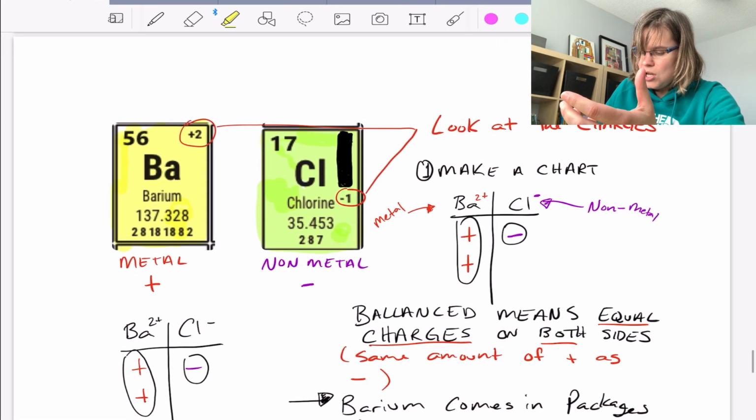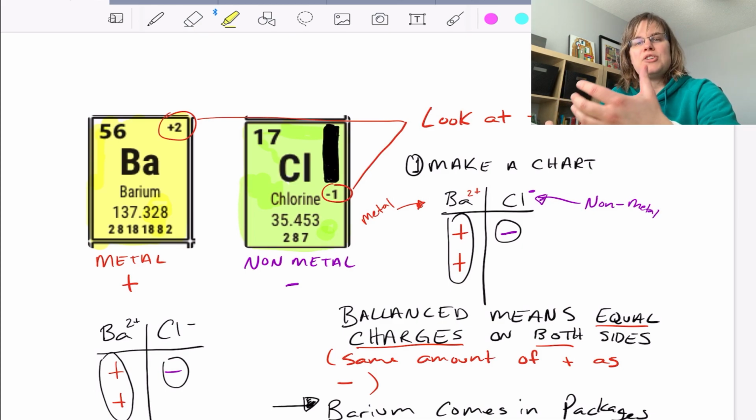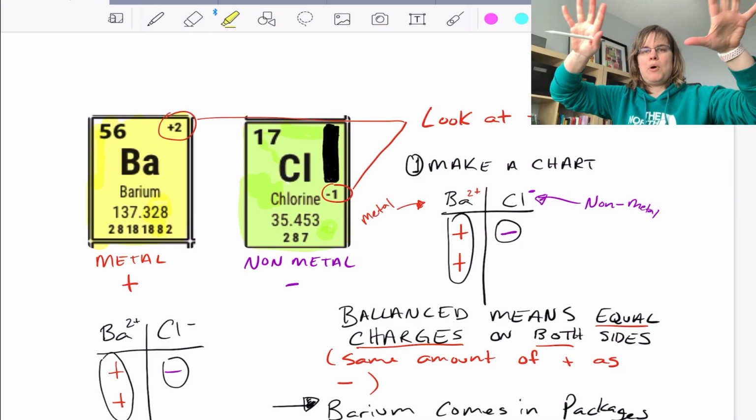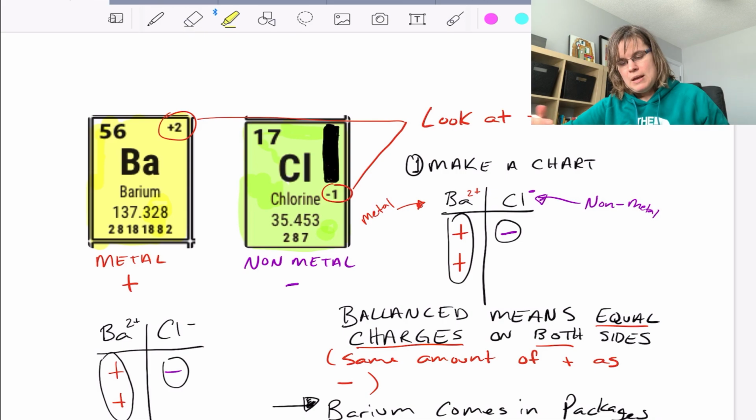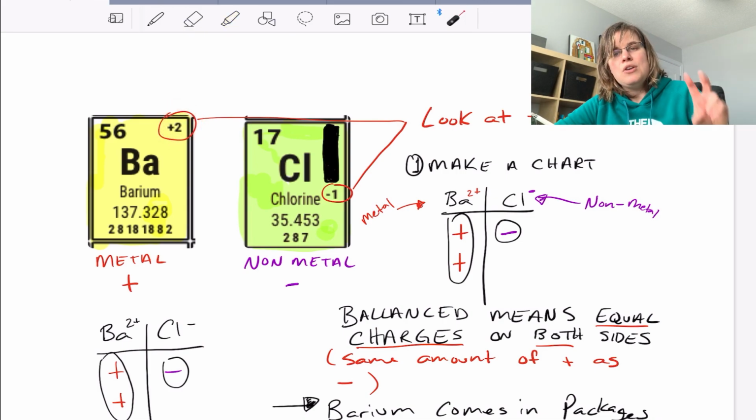Well, if we take a look at what's going on here, we actually need to take a look at both pieces of the periodic table. Barium has +2 in the corner, okay? So you need to know that the charge is 2. Chlorine has a -1 in the corner, so it has -1.